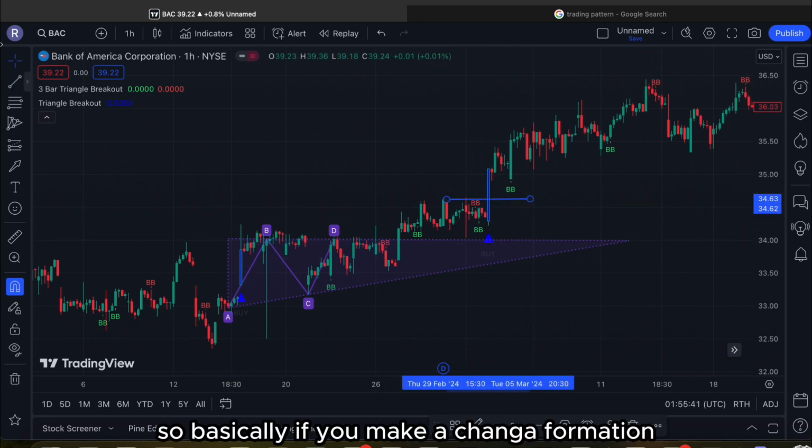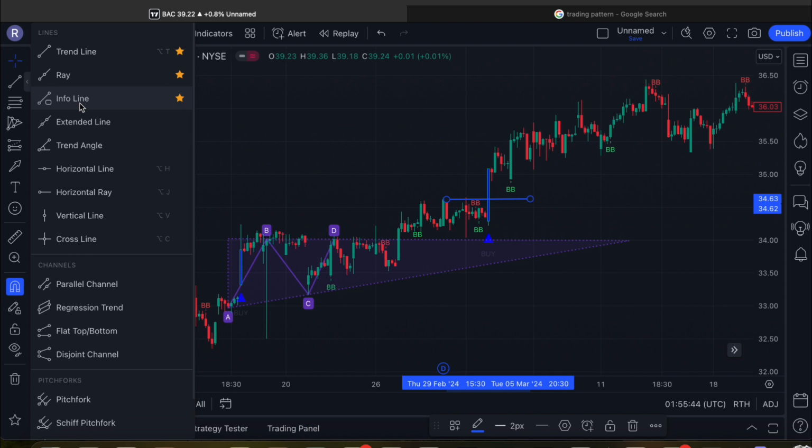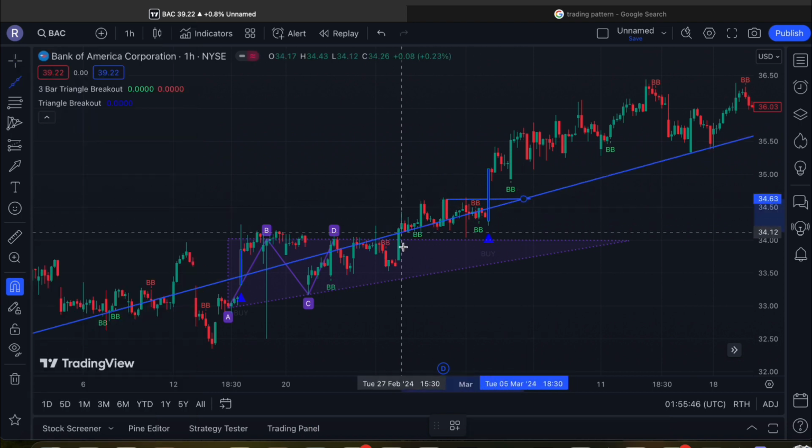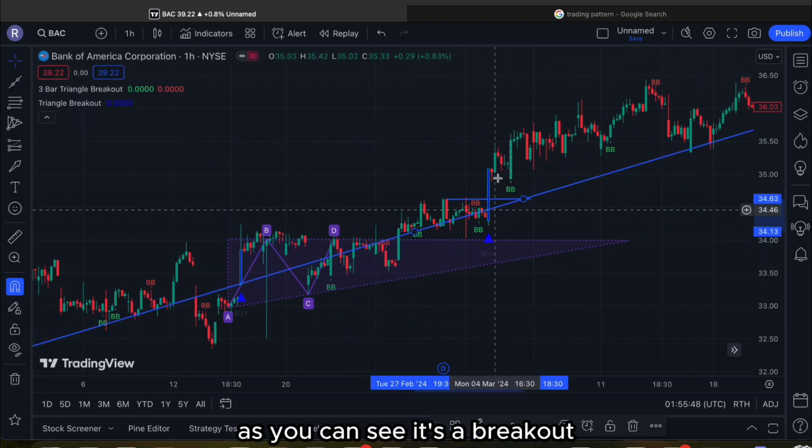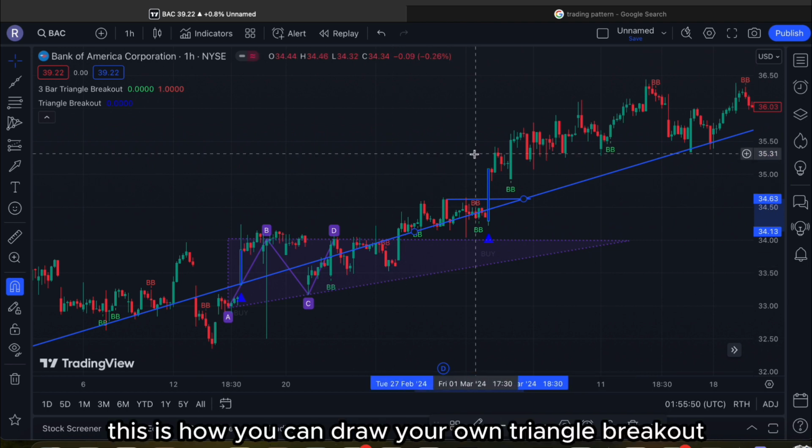So basically if you make a triangle formation, as you can see, it's a breakout. So yeah, this is how you can draw your own triangle breakout.